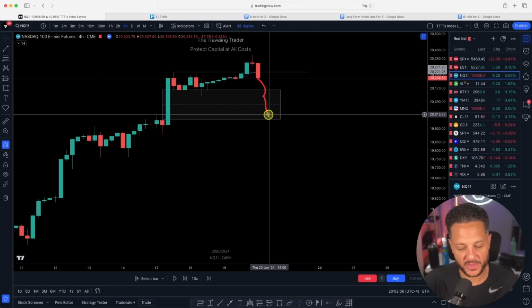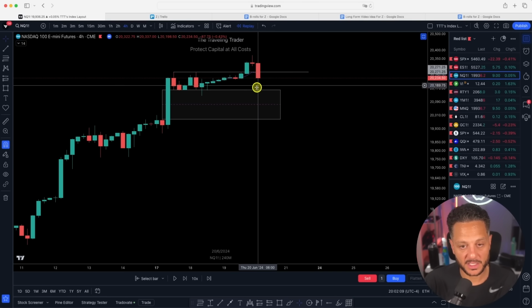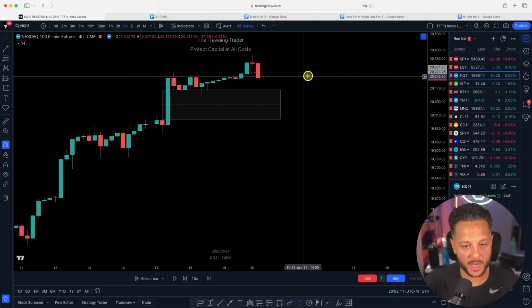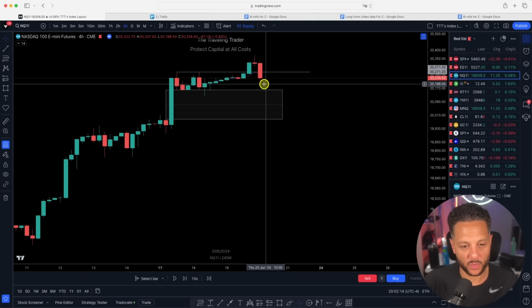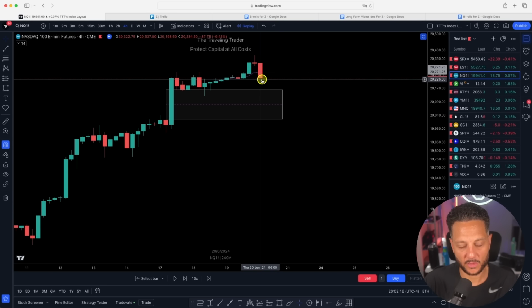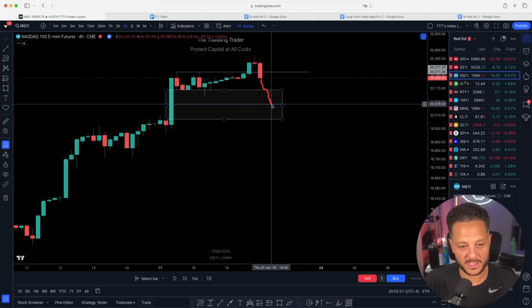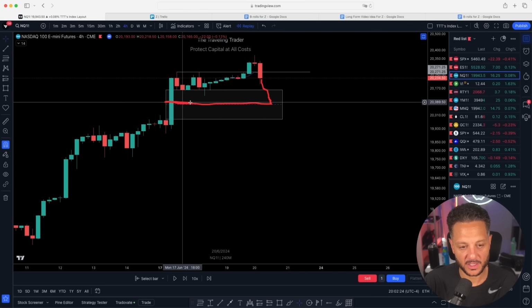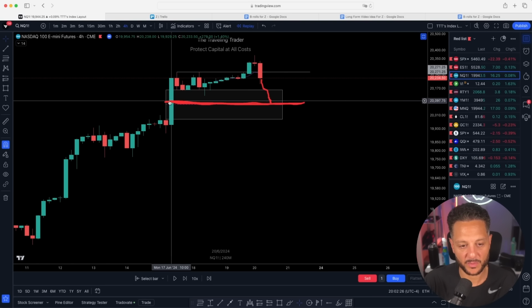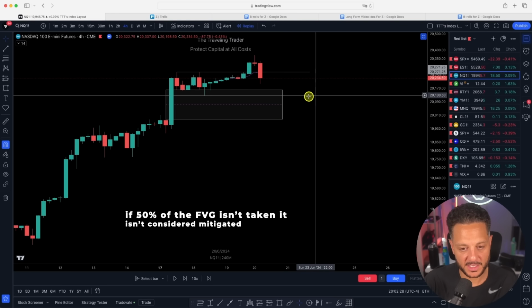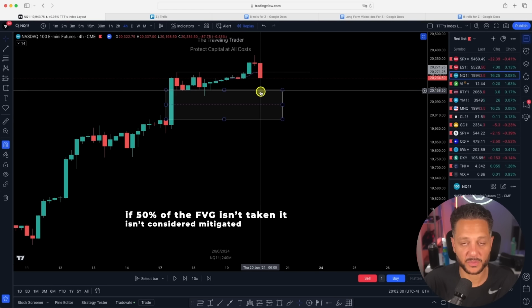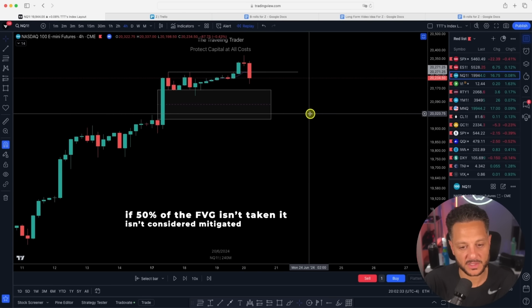However, this is the draw on liquidity likely for this day, meaning that if you wake up and you're looking at this, you're like, oh man, I want to take a trade. I want to find trades that are potentially bearish that support at least getting to 50% of this fair value gap, right? Because remember, fair value gaps are mitigated at least if 50% is taken. If 50% isn't taken, the fair value gap is not considered mitigated.